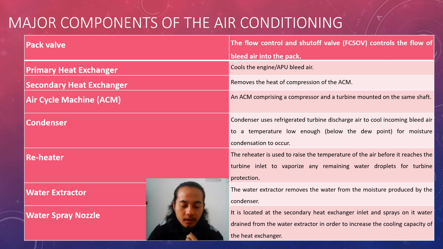Another component is the water extractor. The water extractor removes the water from the moisture produced by the condenser. Another part is the water spray nozzle. It is located at the secondary heat exchanger inlet and sprays on it water drained from the water extractor in order to increase the cooling capacity of the heat exchanger.